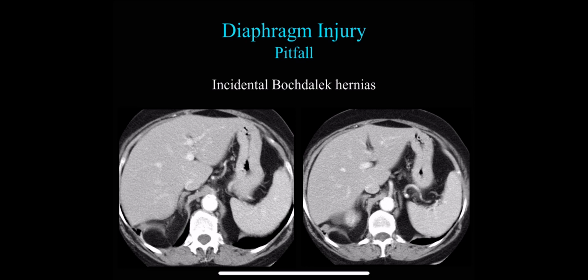The most common pitfall for diaphragm injuries would be incidental Bochdalek hernias, which occur at increasing frequency in older patients, not as common in younger patients when we see them. And here we see somebody with bilateral incidental Bochdalek hernias, and the hint that these are not acute is there's really no other finding of trauma in that region, no blood, no inflammatory change in that region, and they're smooth and tapered.